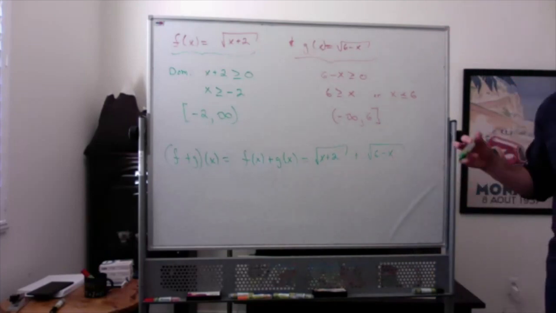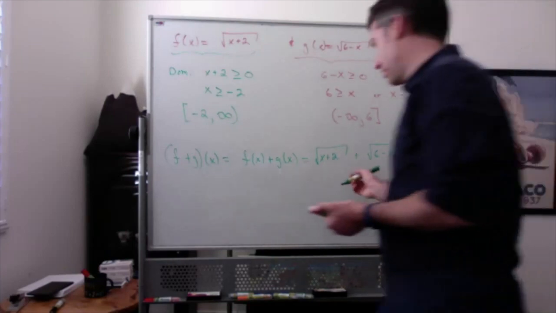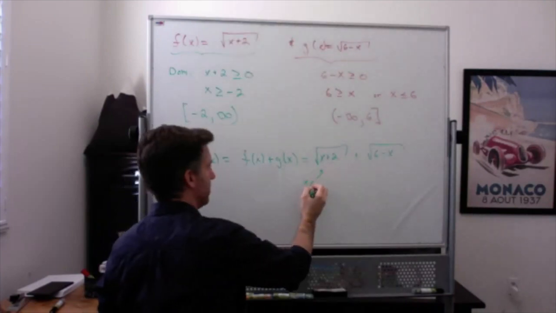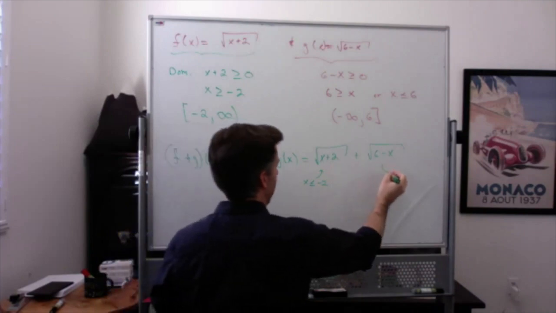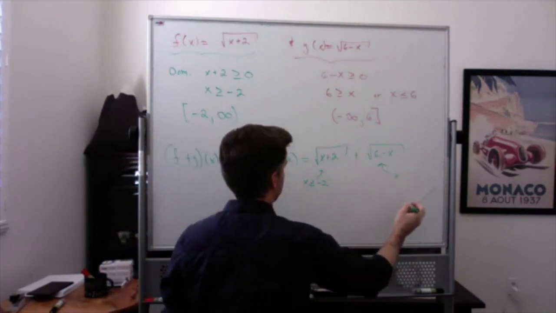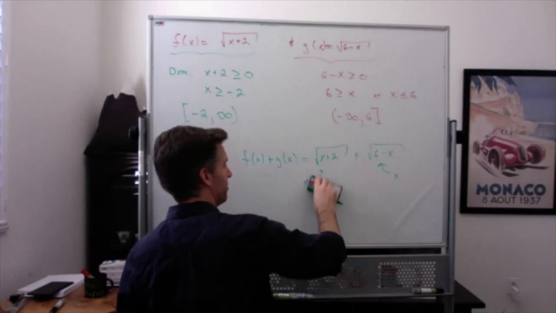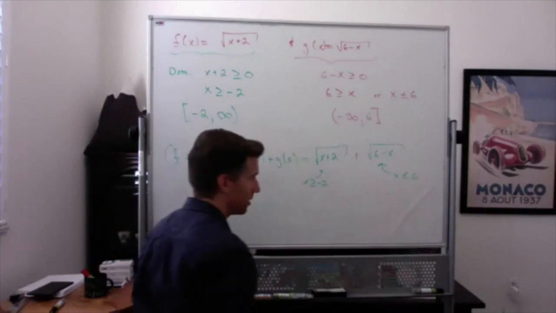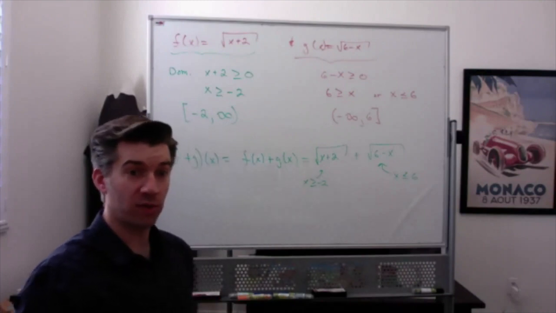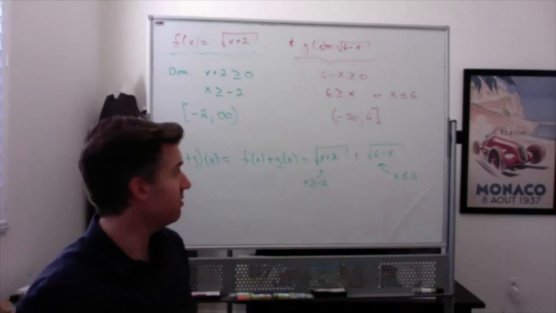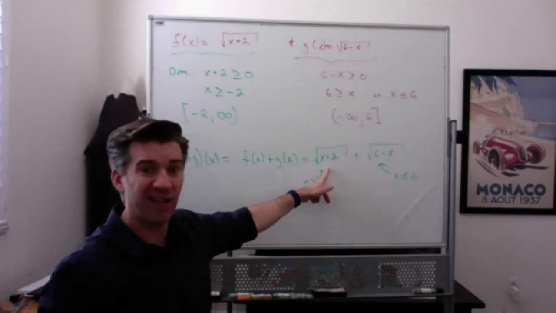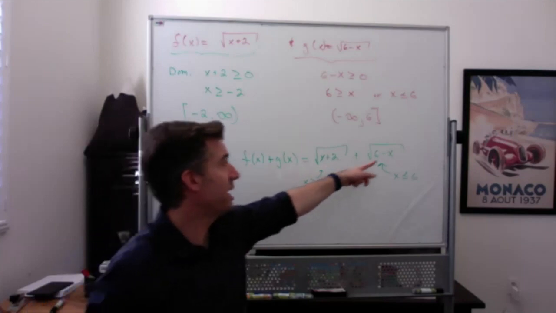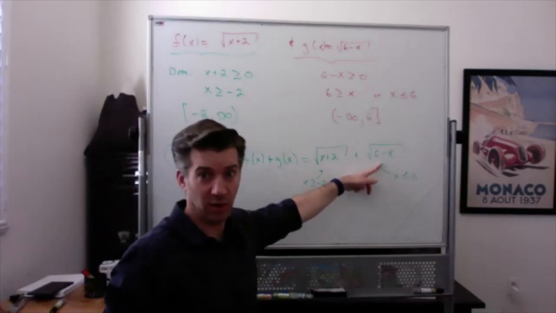I see here that I have to obey both domains, right? I have to have that x is bigger than or equal to -2. Sorry, I said less than or equal to, I meant bigger than or equal to. I also have to have that x is less than or equal to 6. Because I need to meet both restrictions, right? If x was 7, 7 is fine here, right? Square root of 7 plus 2 is the square root of 9, which is 3. 7 is not okay here, right? I get a square root of a negative.